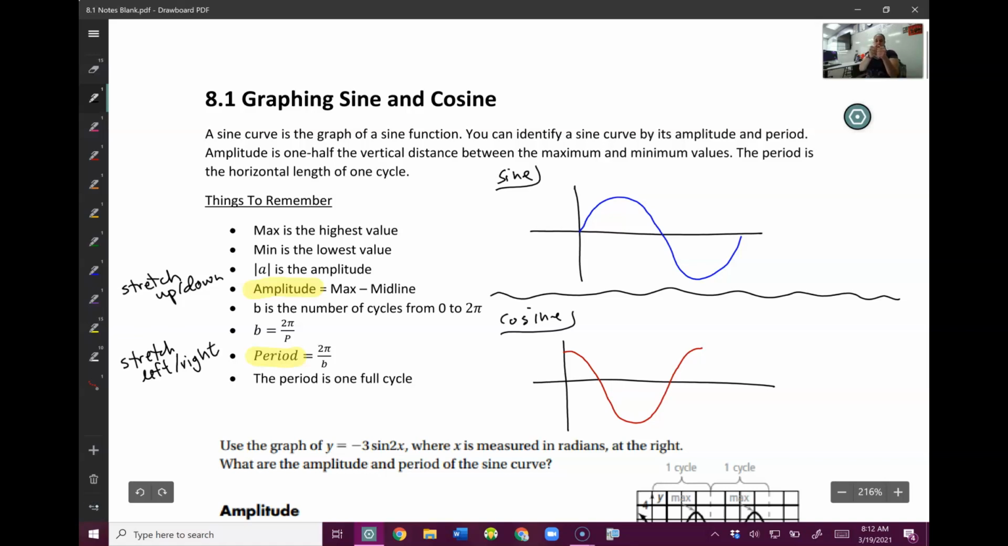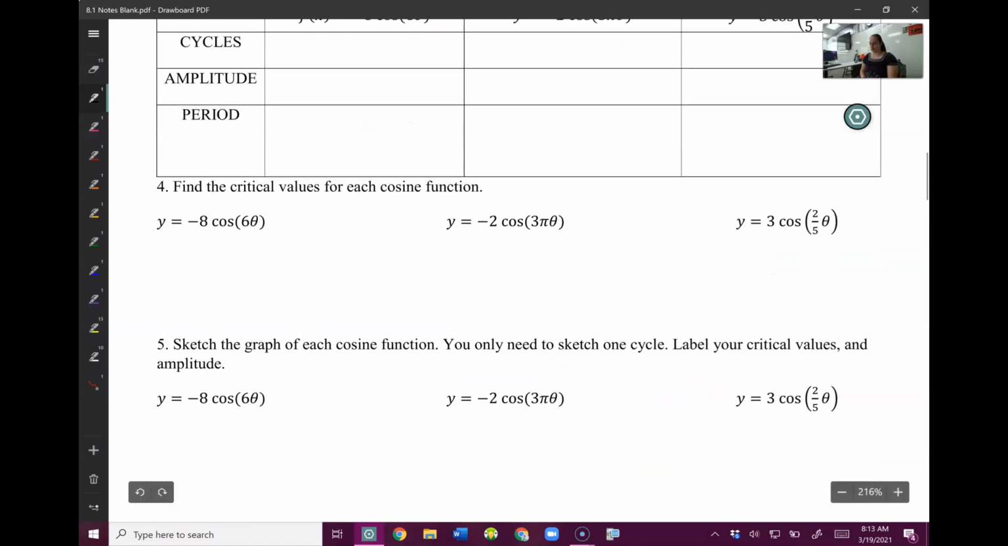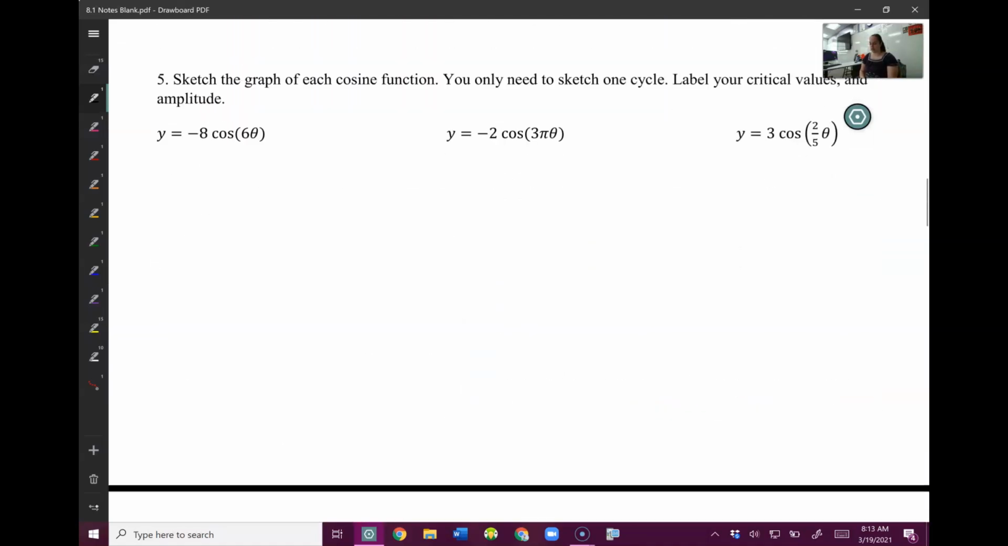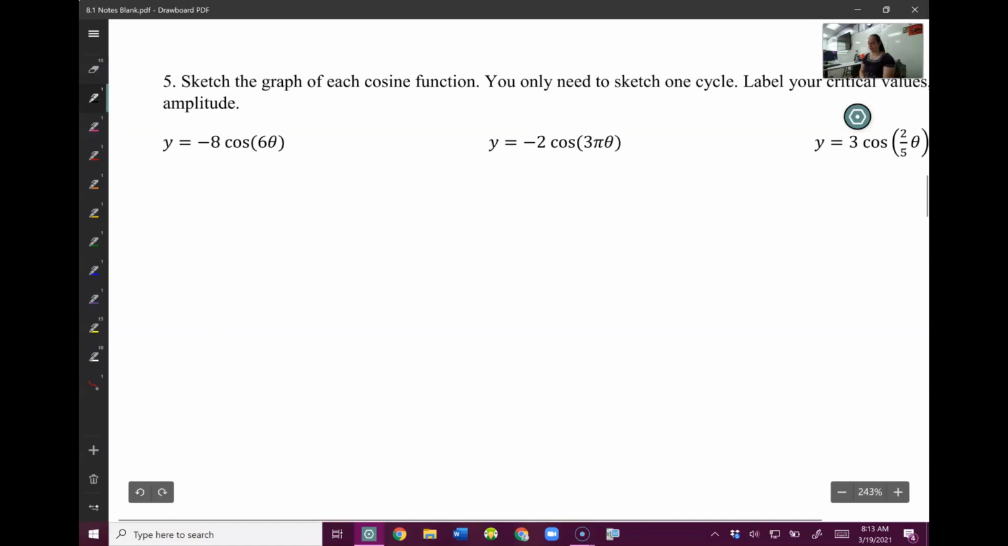So take your wave, make it longer, make it shorter. That's what the period does. So those are our two new vocabulary words, amplitude and period. Let's actually look at an example and see what they do. So we're going to come to your notes, number 5 right here. And we're going to start with number 1, or the first one on number 5, I should say.